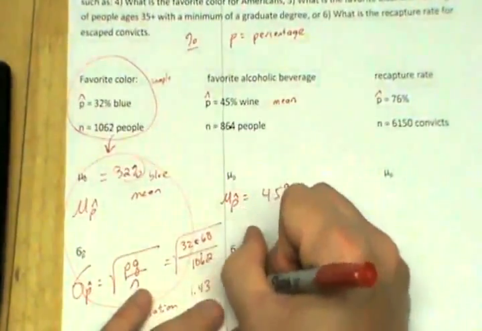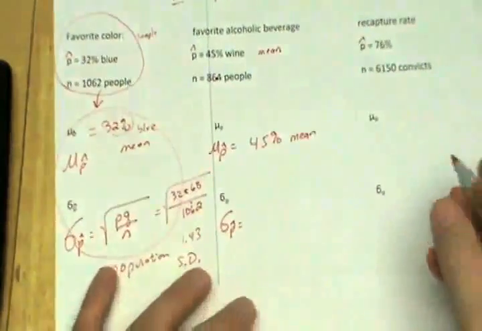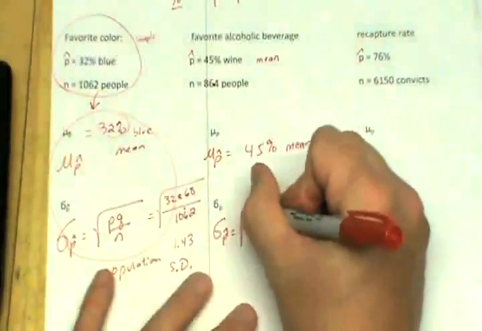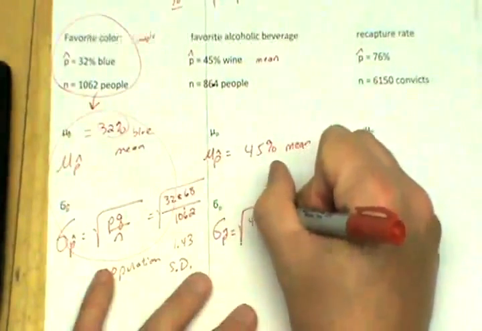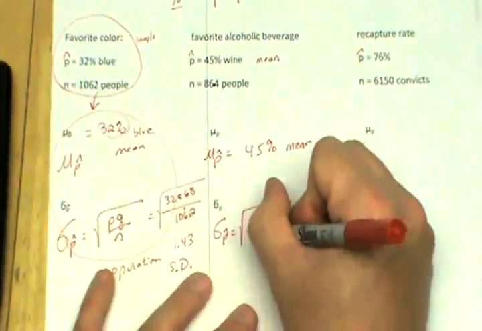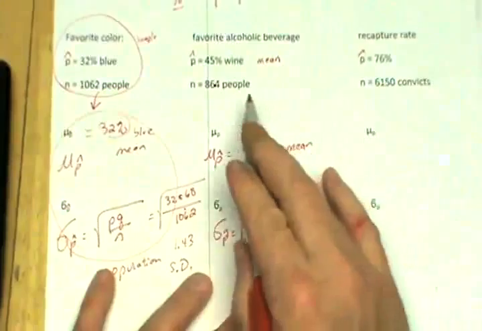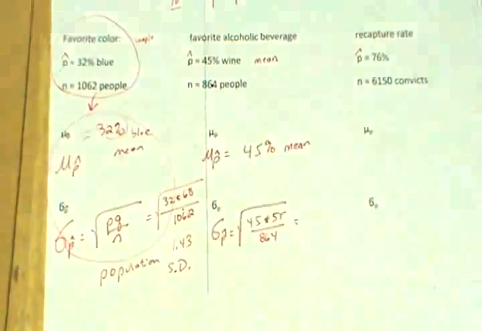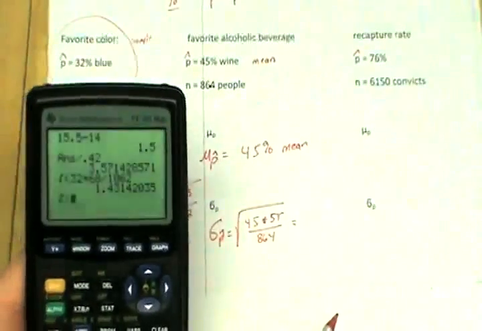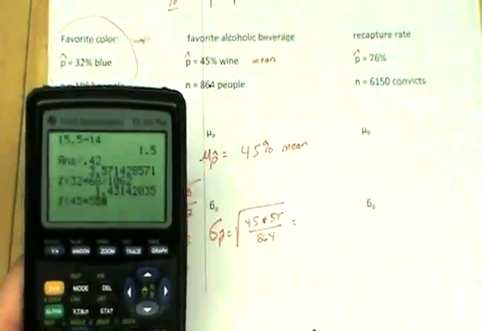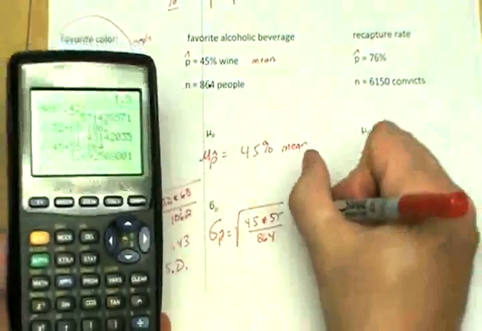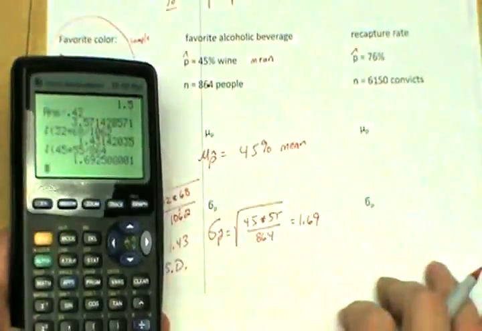And then we're going to say the standard deviation, which is sigma sub p hat. Because it's a percentage, we use the formula square root of p, which is 45%, times q, which is 55%. And we divide that by the sample size, which is 864, because that's what we set up here. Okay, so in our calculators, we put in the square root of 45 times 55, divide by 864. 1.69 is our standard deviation.